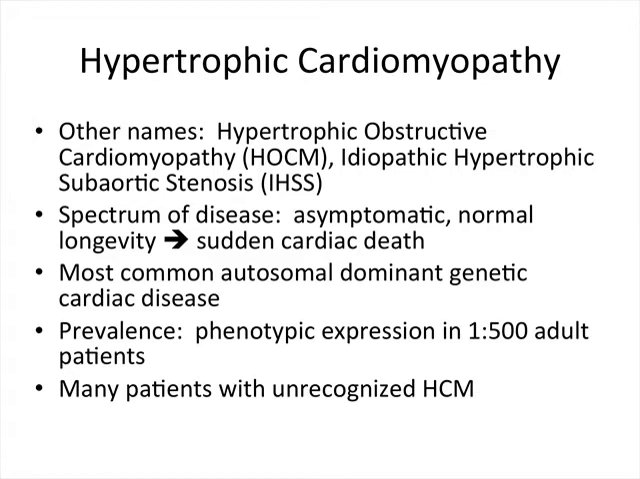It can present in infancy through old age, and patients can be asymptomatic with normal longevity, moderately affected with diastolic heart failure, or can present dramatically with sudden cardiac death. It is recognized as the most common genetic cardiovascular disease transmitted in an autosomal dominant fashion. The estimated phenotypic expression of hypertrophic cardiomyopathy in the adult population is 1 in 500 patients. Due to the spectrum of disease progression and presentation, there are many patients with unrecognized hypertrophic cardiomyopathy.